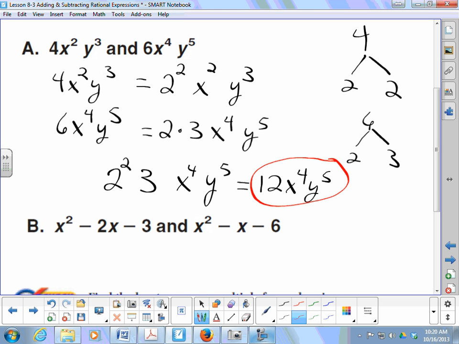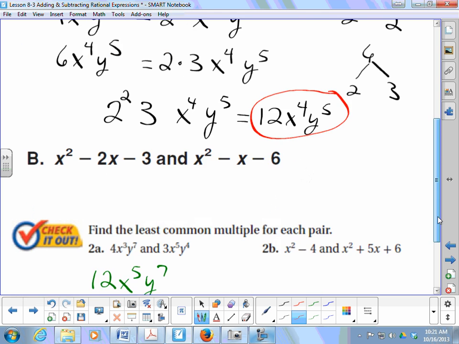Okay. So what's the smallest number that 4 and 6 go into? No. The smallest number they go into. All right. Not the greatest common factor of them. Okay. They go into 12. So 12, and then I just pick the highest power for the variables. Okay. Smallest number 4 and 6 go into is 12. Largest variables, x to the fourth, y to the fifth. Okay? Okay. Or you can do this, which works also.